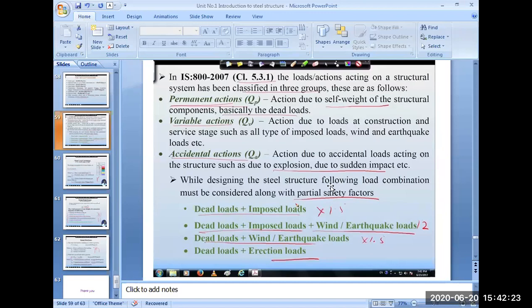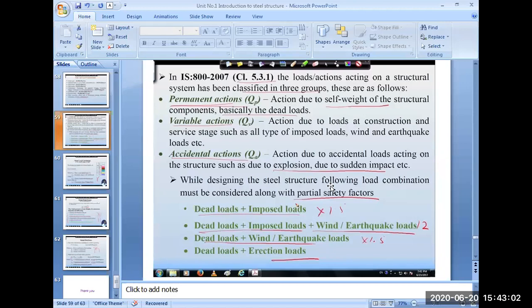So that is the accidental action. Now, as I have told, while designing the steel structures, the load combinations have to be considered with partial safety factor. So partial safety factor, I have already discussed: dead load plus imposed load, here we will multiply with 1.5, and dead load plus imposed load plus wind load or seismic load, that is 1.2. See, dead load plus imposed load, that is one load combination.